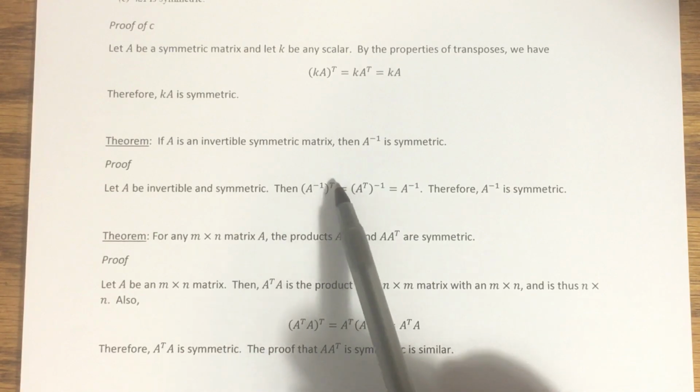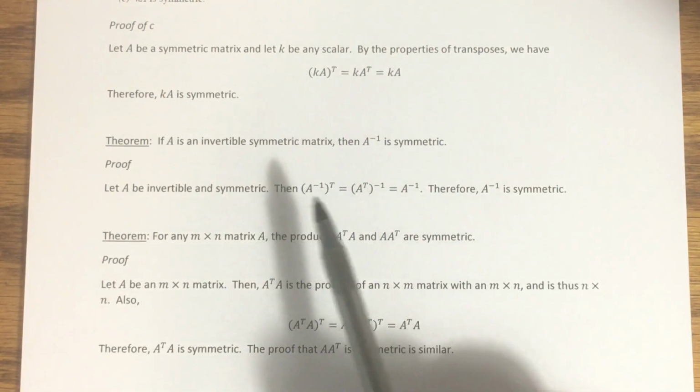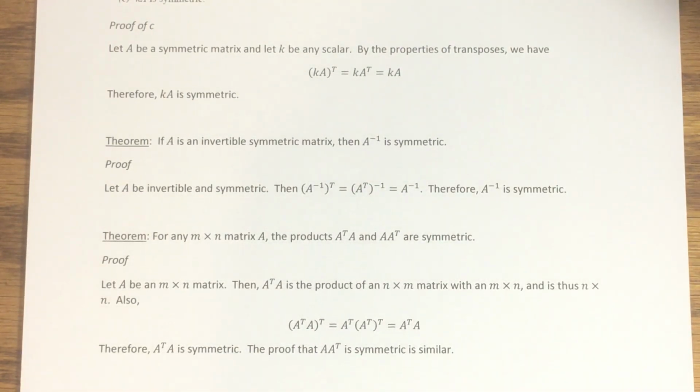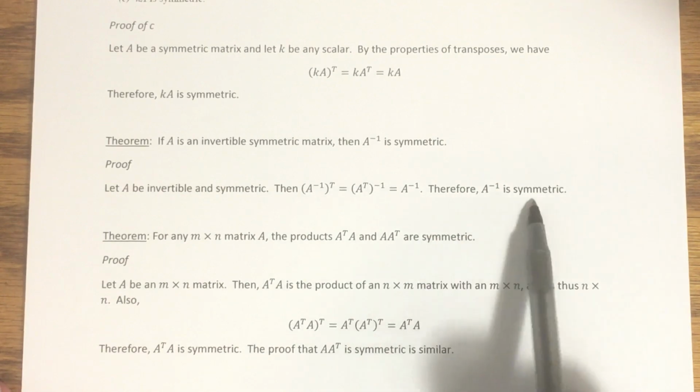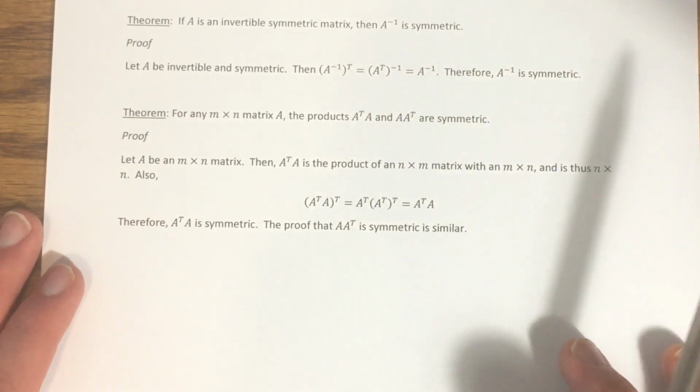Notice A inverse, its transpose is equal to A inverse. That's the defining property of a symmetric matrix. The transpose is equal to itself. Okay? So another one in the bag. Let's get this last theorem down, and then we'll be able to wrap this up.